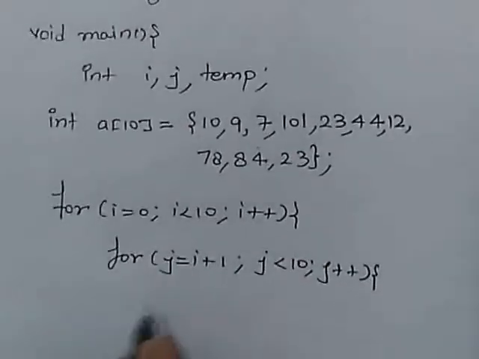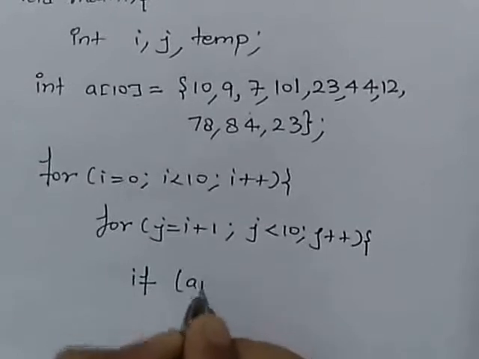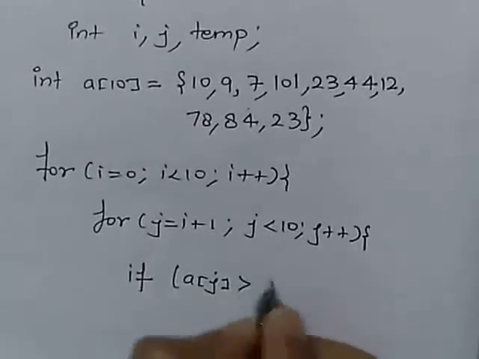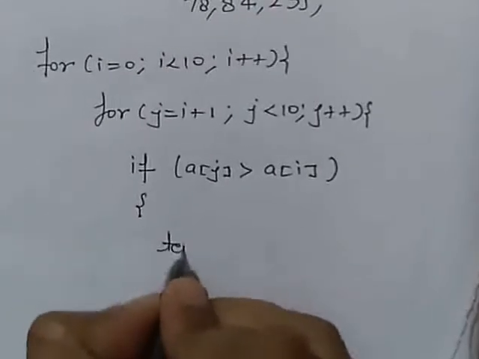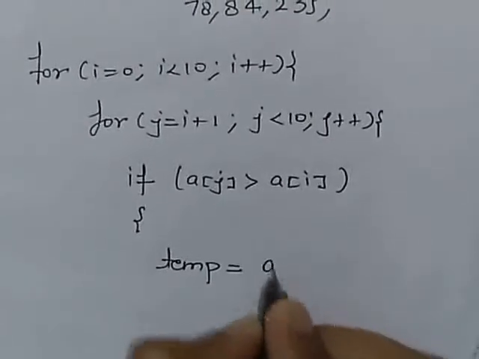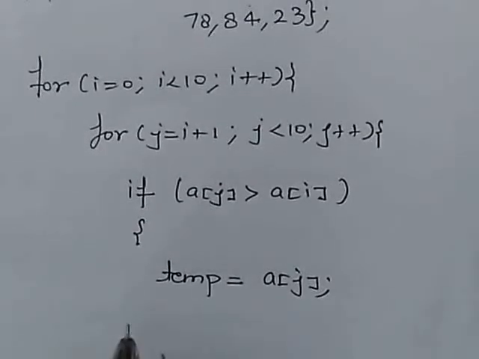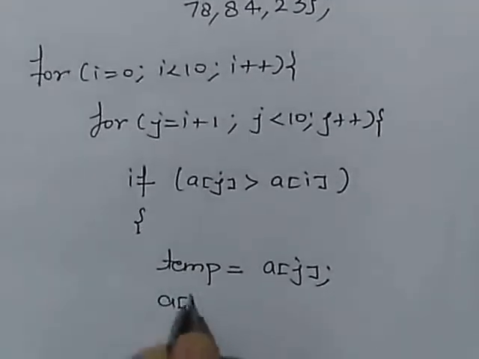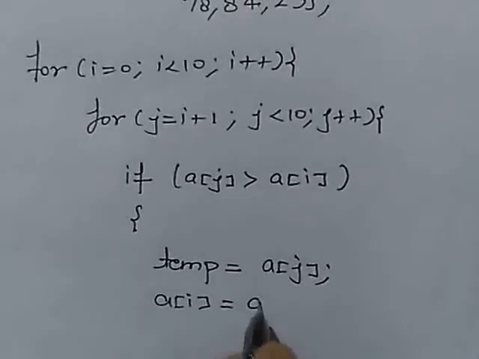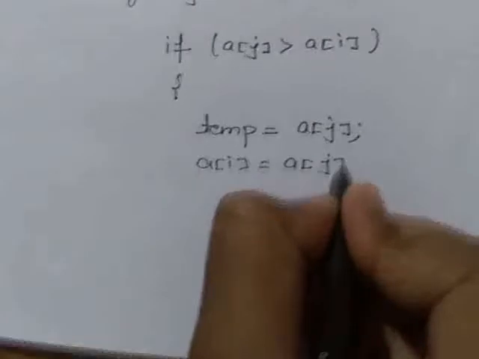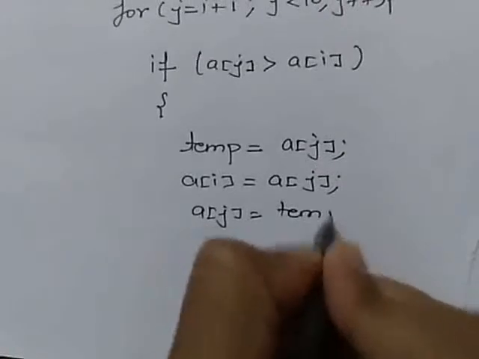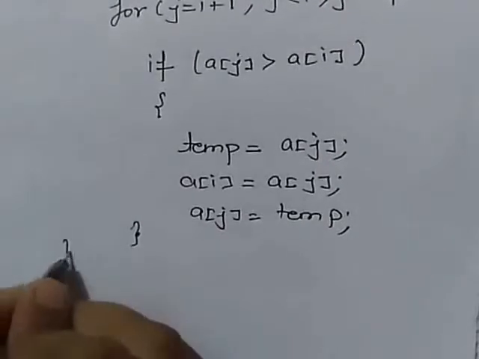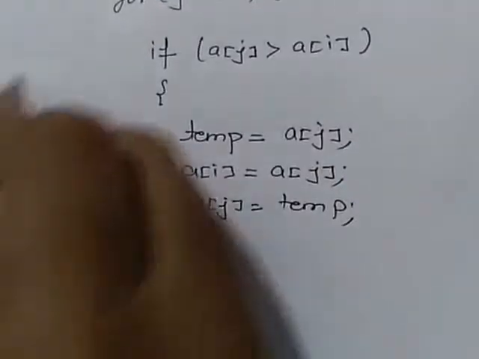Now here, if a of j is greater than a of i, then we have to interchange the element, and for interchanging the element we have taken a temporary variable. In the temporary variable save the element at the j position. Now a of i is vacant. Now a of i is given the value of a of j, and a of j is given the value of temp. So this is the way by which shifting of elements is performed.